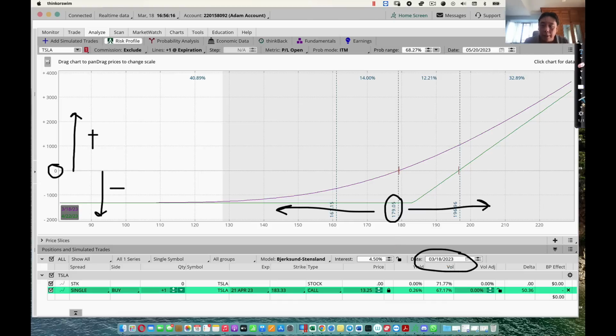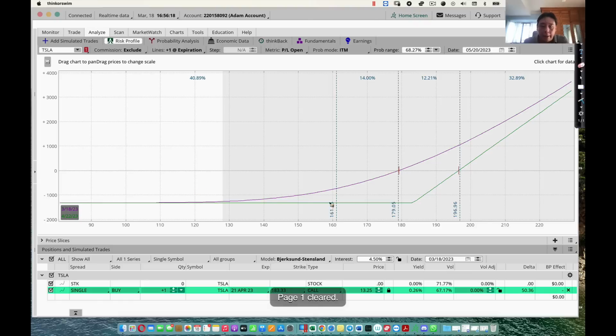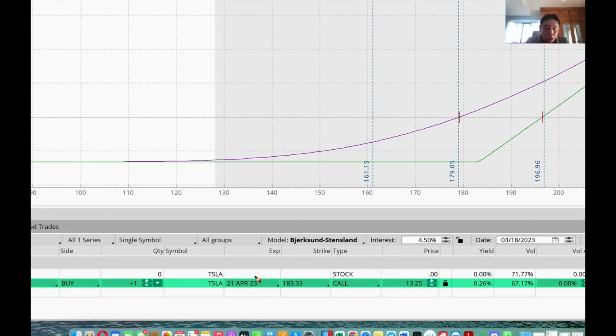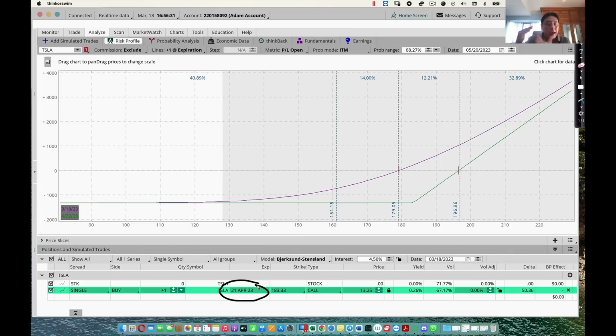Now, you can see that the green line, on the other hand, is the profit and loss at expiration, which means when the option expires on the 21st of April, which is about 30 days, at expiration, your profit and loss will be this green line over here.